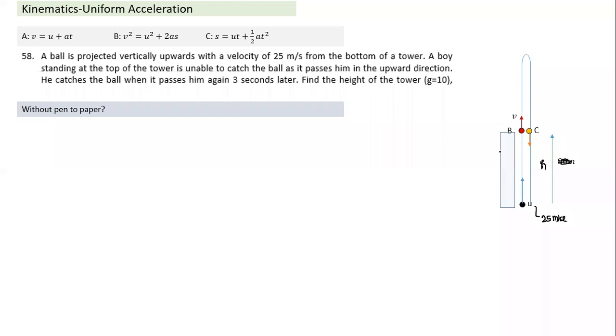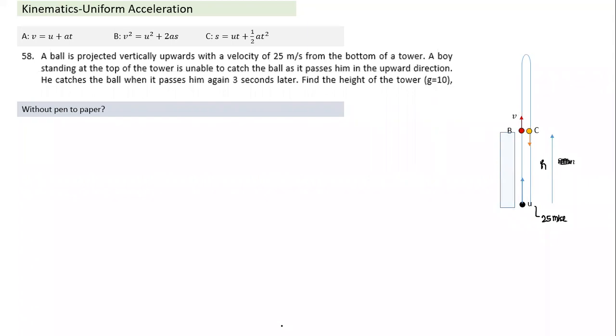15. 15. Excellent. Very good. Who said this one? Yes, why is it 15, Shia? Because it takes 3 seconds. Basically, if it refers to this point, it has taken 3 seconds. It means the time of flight with respect to B is 3 seconds. So this speed is 15. Excellent. So that's one question.